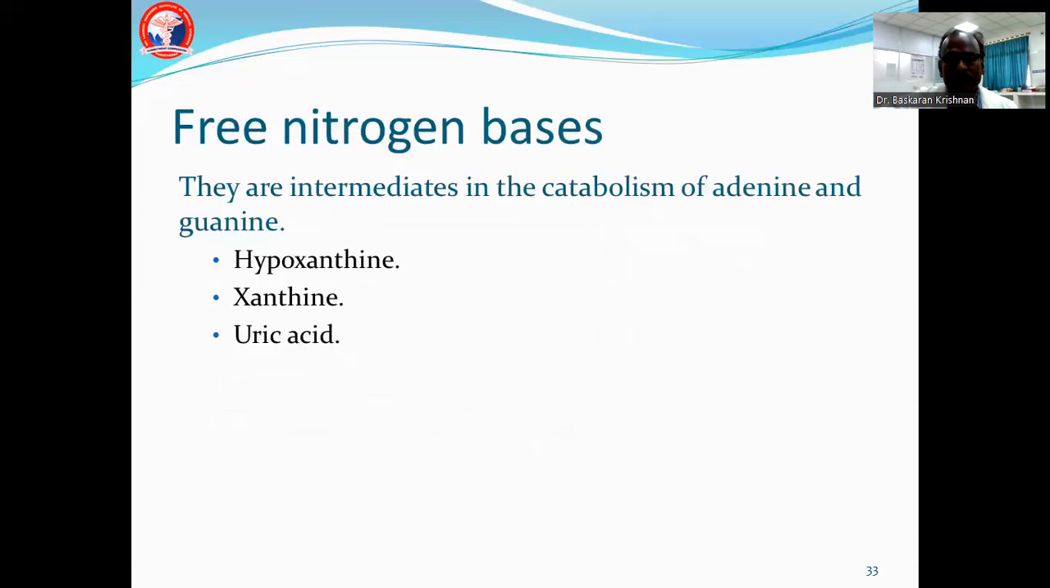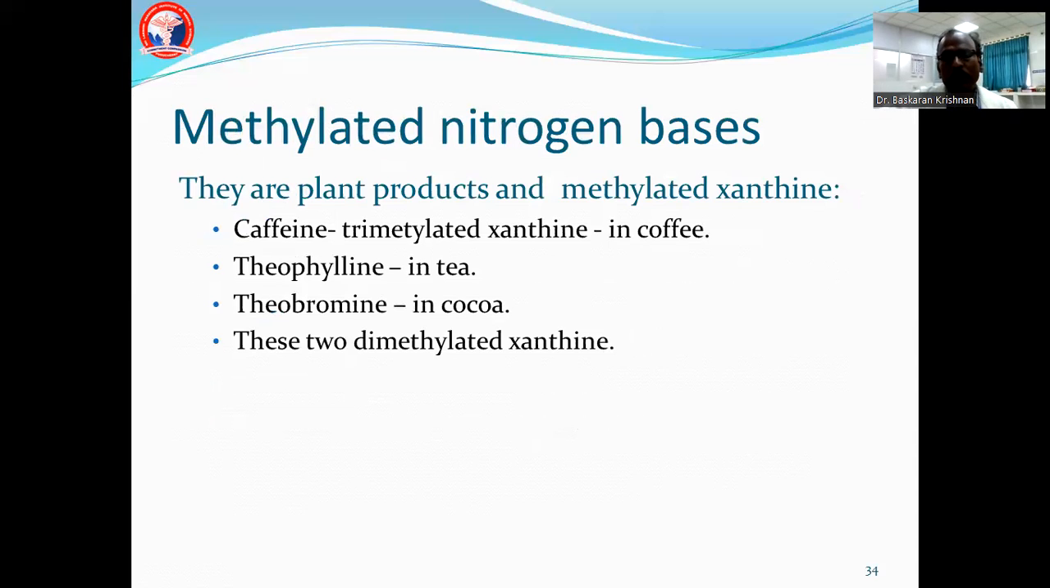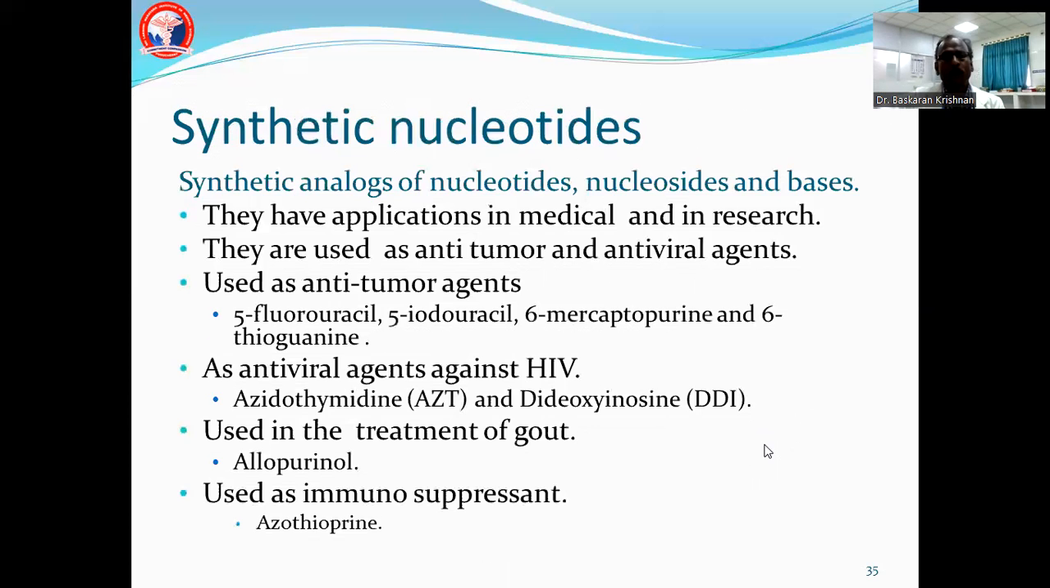Free nitrogen bases are intermediates in the catabolism of adenine and guanine, for example, hypoxanthine and xanthine, and finally it's catabolized to uric acid. Methylated nitrogen bases are plant products, and they are methylated xanthines. For example, caffeine is a trimethylated xanthine found in coffee, theophylline in tea, and theobromine in cocoa. These two are dimethylated xanthines.